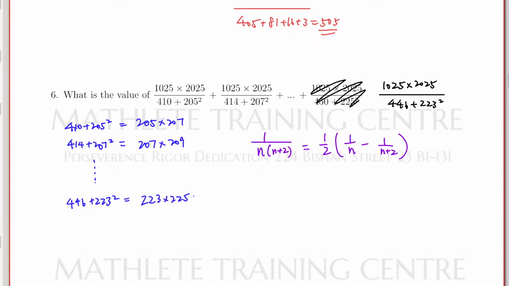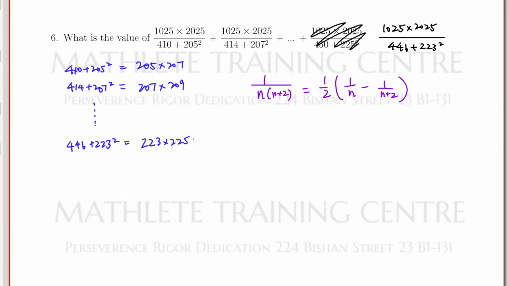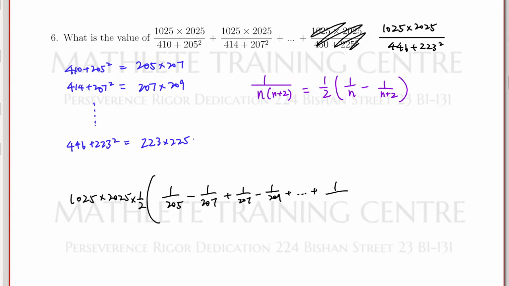So what that means is that if I'm trying to find this expression, let me first take out 1025 times 2025. The remaining part of this thing will be, you can take out additional half as well, right? Because every single thing will contain half. And then what you have is, the first one is 1 over 205 minus 1 over 207. Then next one I have 1 over 207 minus 1 over 209, all the way until the very last one here, where we have 1 over 223 minus 1 over 225.